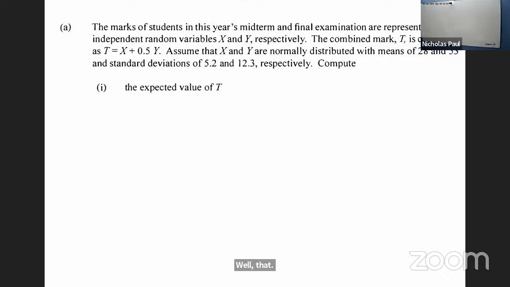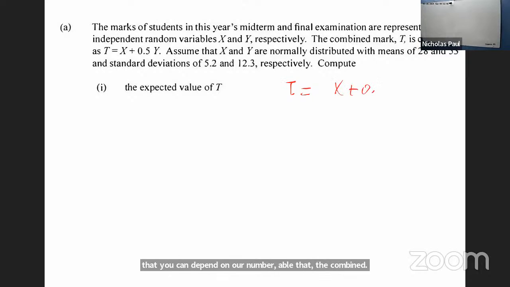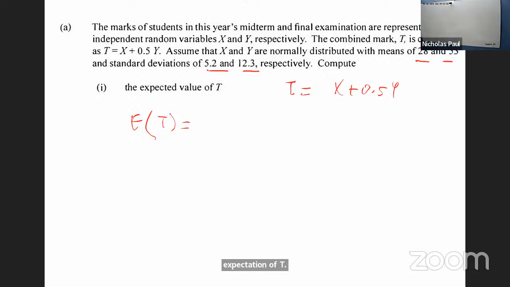Students in this year's midterm and final are represented by the independent random variables x and y. The combined mark T is x plus 0.5y. X and y are normal, they gave you the mean and the standard deviation. They want the expectation of T. So you have to go back to your formulas, go back to the beginning table and look for the expectation of x plus y.